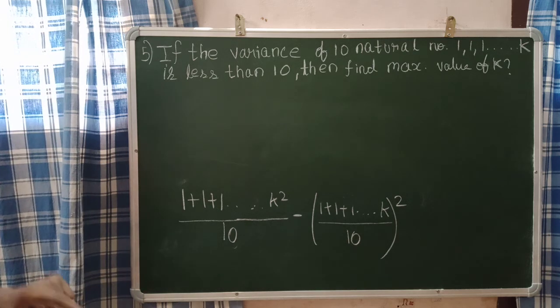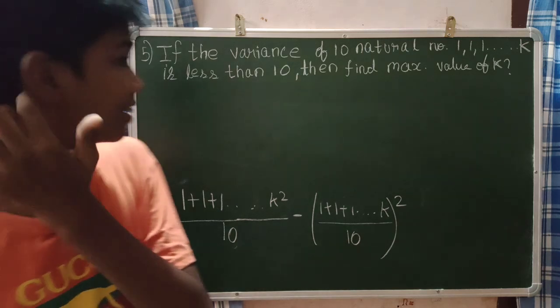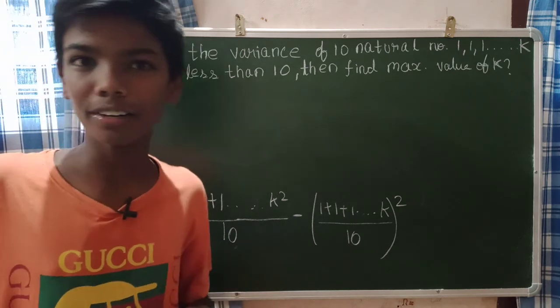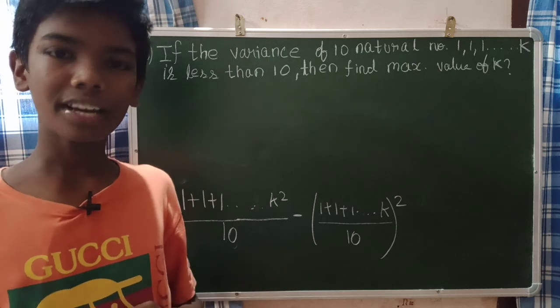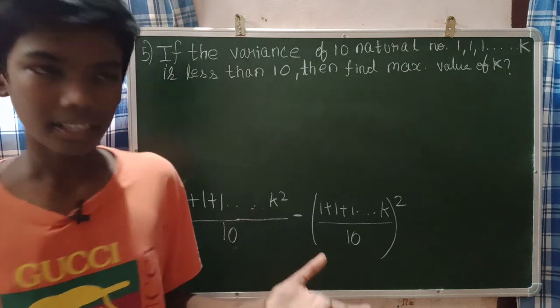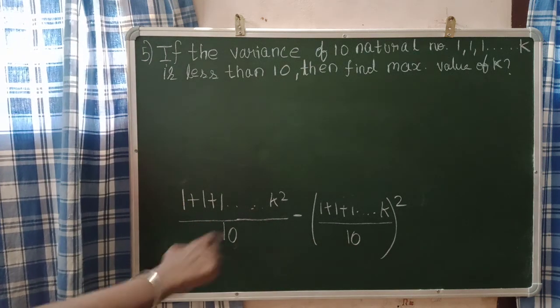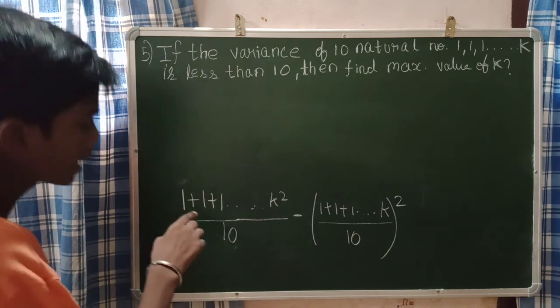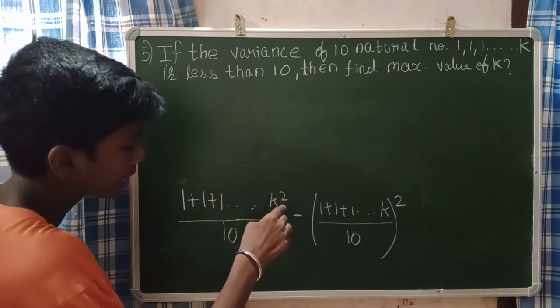For example, if you have 65 square and if I have 65, you will be happy with 65 only, right? Like that only I am saying. So 1 square is 1 only, so I don't need to complicate it. So I wrote it as 1 itself. So 1 plus 1 plus 1 all the way up to k square.